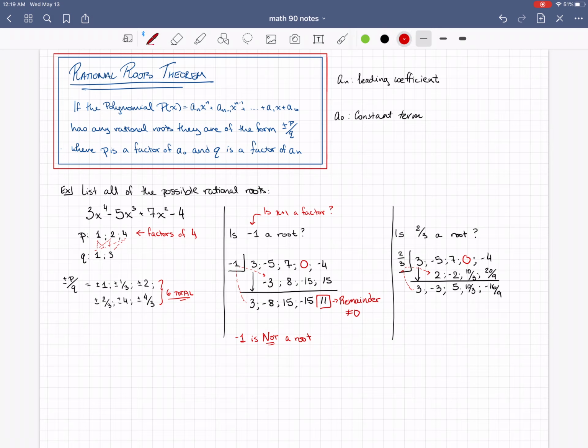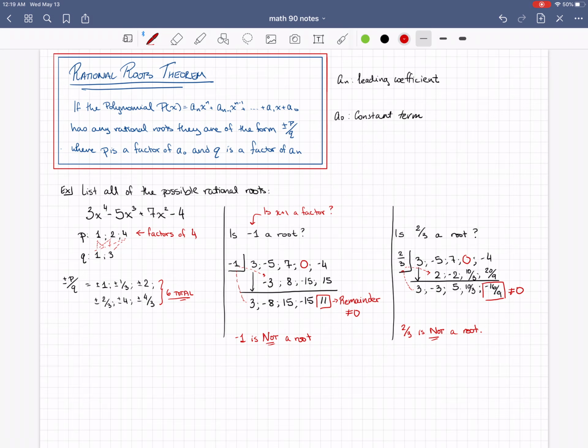But in a major way, I don't need that. All I can see is that the remainder is not equal to 0. And as soon as I see that, I know that 2/3 is not a root. So I'm not going to go through the whole process of determining whether there's a root or not, for the simple reason that it's not guaranteed that any of these are roots.